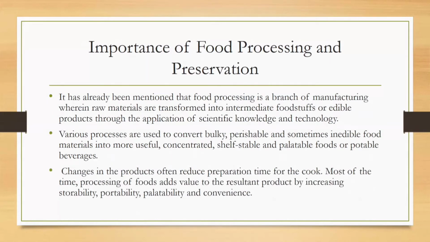Coming to the importance of food processing and preservation. As has already been mentioned, food processing is a branch of manufacturing wherein raw materials are transformed into intermediate foodstuffs or edible products through the application of scientific knowledge, technologies, and processing methods. Various processes are used to convert bulky perishable items into useful, concentrated, shelf-stable products. Changes in product often reduce preparation time for the cook. Most of the time, processing of foods adds value to the resultant product by increasing their storability, portability, palatability, and convenience.